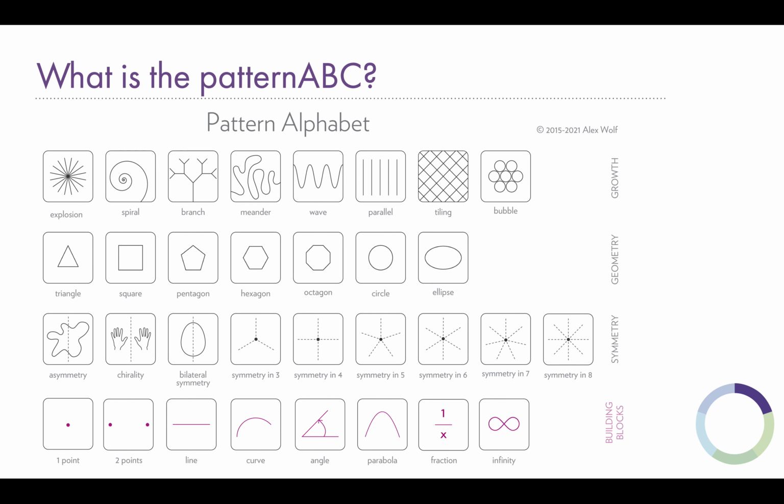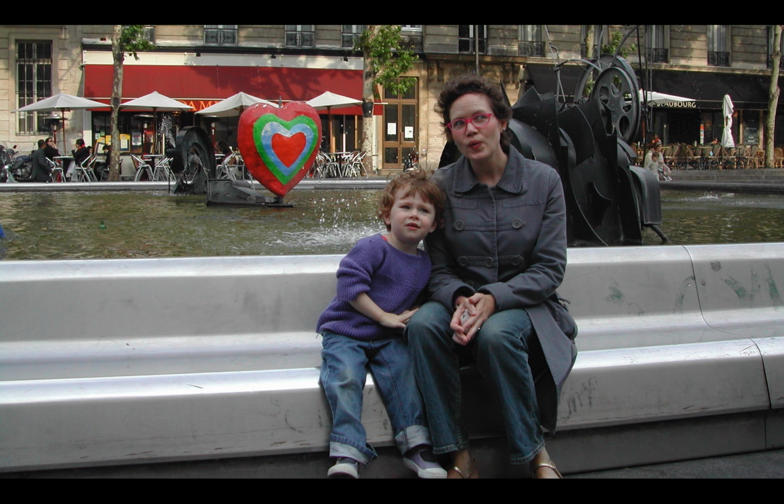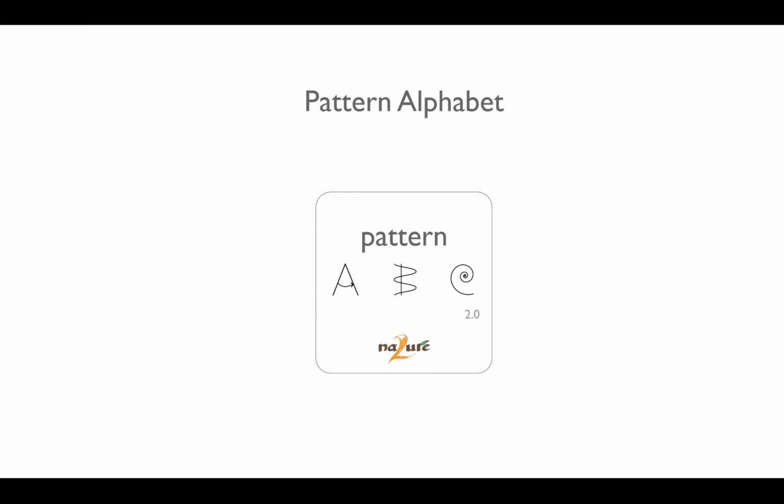The patternABC is a new visual language designed to help build spatial fluency in young minds. The pattern alphabet was created by Alex Wolf and her company, Nature. Alex wanted to create a universal system that's simple, fun, and easy, that promotes creativity and builds minds as elegant and efficient as nature herself. This short video will give you an overview of what the patternABC is, why it was created, and how it opens up a new window of seeing the world we all live in.